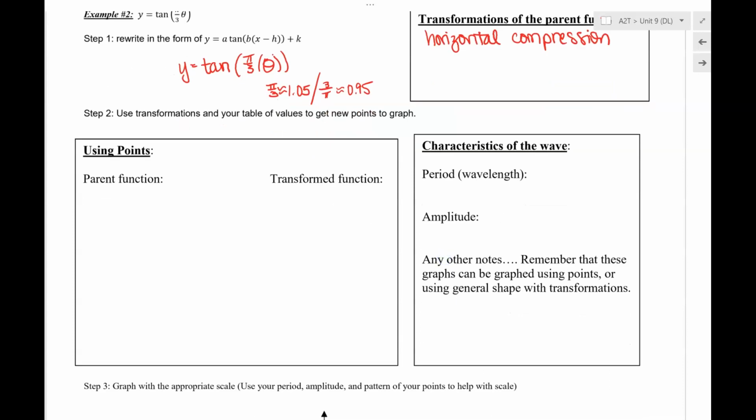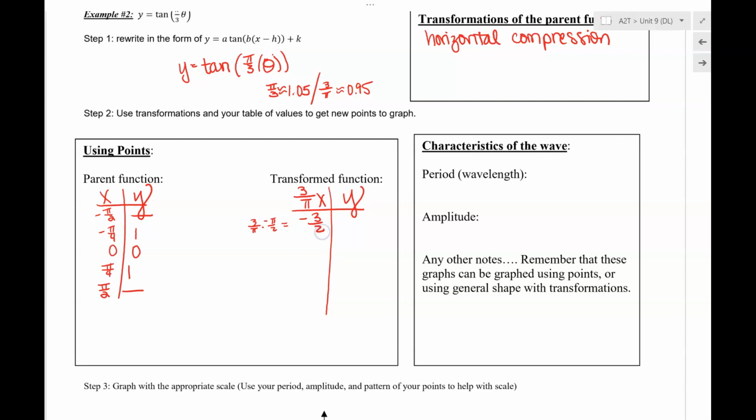Okay, parent function points. Here we go. X and y. We have an asymptote at negative pi over 2. At negative pi over 4, tangent is negative 1. At 0, tangent is 0. At pi over 4, tangent is 1. And then at pi over 2, tangent has another asymptote. The only transformation that we're going to see is 3 over pi times our x value. The y's will stay the same. So if I take 3 over pi and I times it by negative pi over 2, we end up with a negative 3 halves. Okay, again, the pi value disappears. Don't be afraid. It's totally okay.